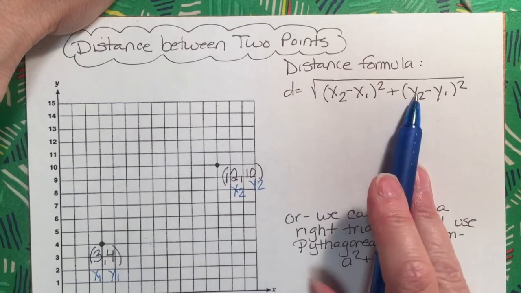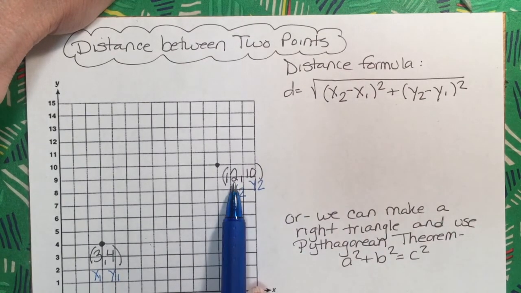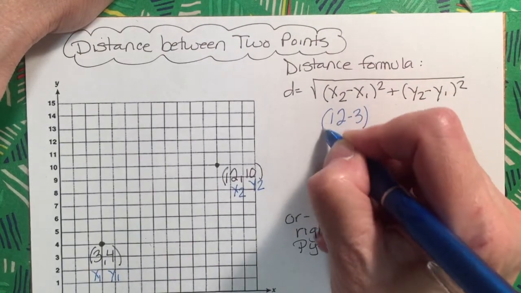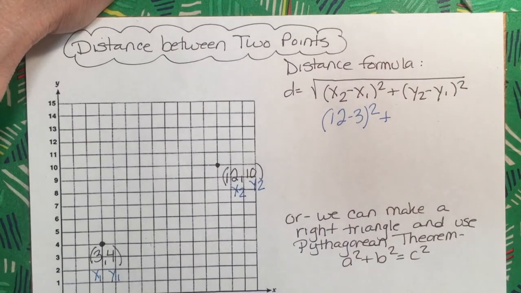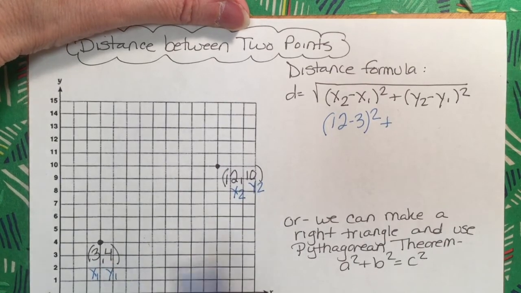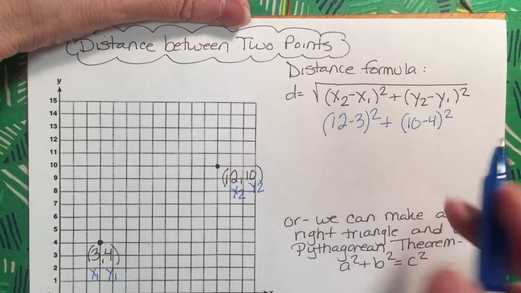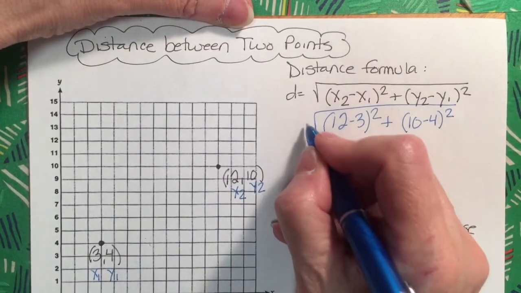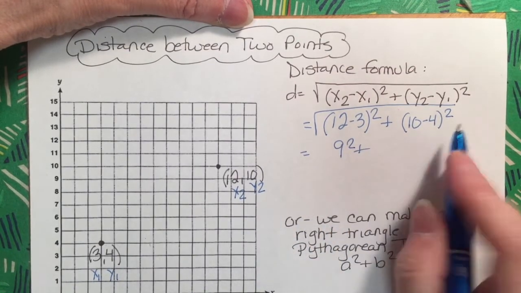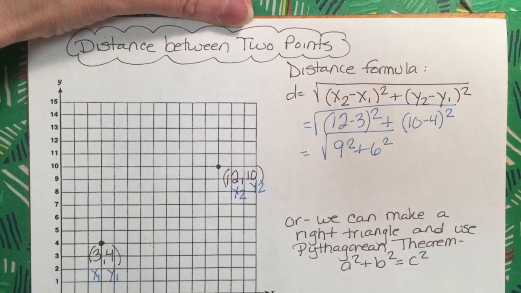And we just plug the numbers in here. So we take the difference in the x's, x minus x. So x2 minus x1, or 12 minus 3. And we're going to square that. Same thing with the y's. You take this y minus this y, 10 minus 4. And you square that. Then we add those two pieces together and we square root the total. 12 minus 3 is 9, square it. 10 minus 4 is 6, square it. Add them and square root.